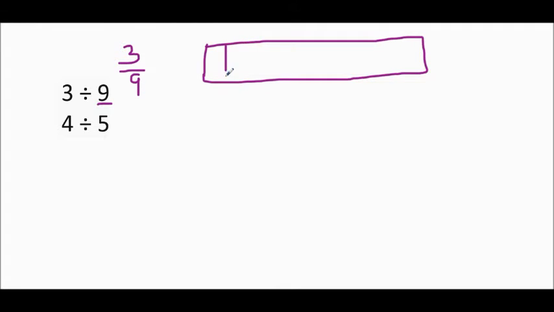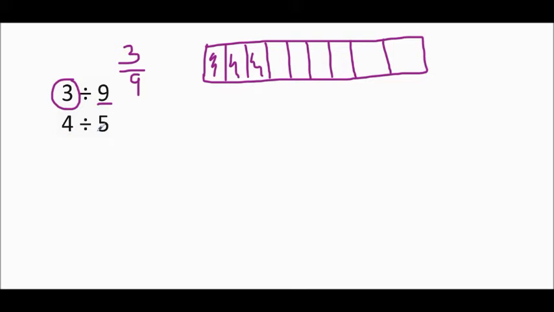So 1, 2, 3, 4, 5, 6, 7, 8, and then there's 9. I know it doesn't look perfect, but there's 9 separations of parts in my tape diagram. Now I look at my dividend here, and it says the number 3, so I would shade in 3 boxes. And that's a visual representation of the fraction 3/9, which is 3 divided by 9.